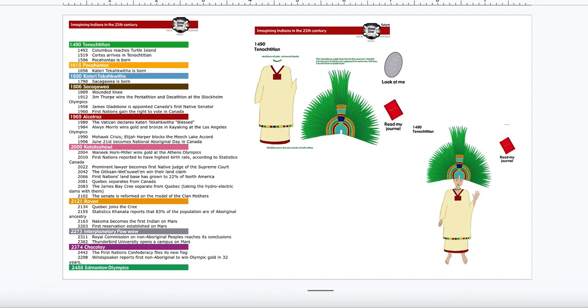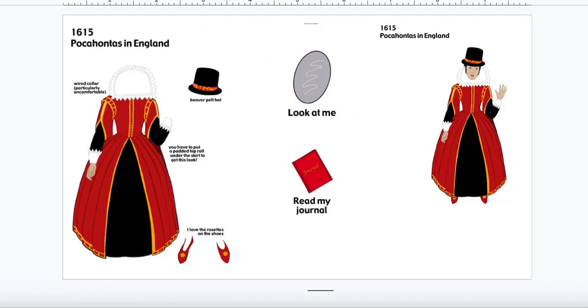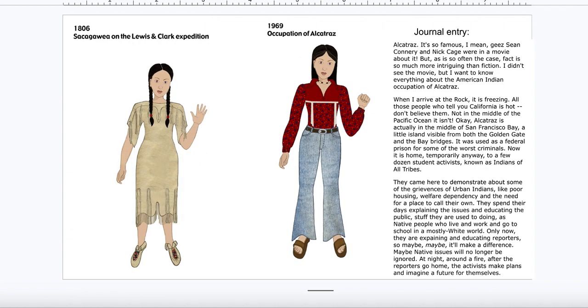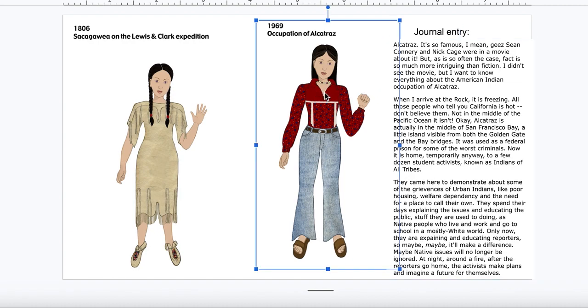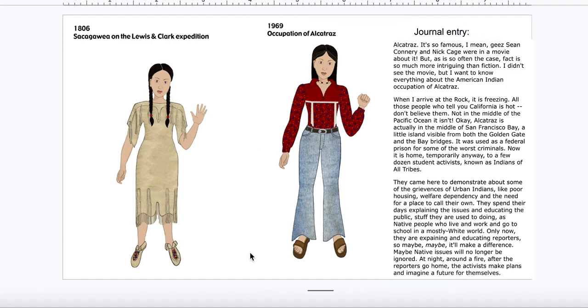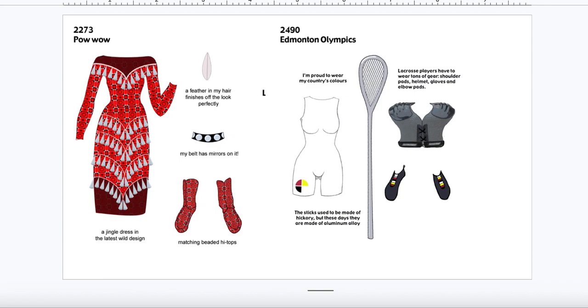The example that this is the template to use comes from the First Nations artist Skawanati from Canada, who created paper dolls based on all of these events from history. Some of hers were historic, like Pocahontas or Sacagawea or Alcatraz, but you can see an example of a journal entry here. This would be of this character at the occupation of Alcatraz in 1969. And then she also invented futuristic paper dolls.